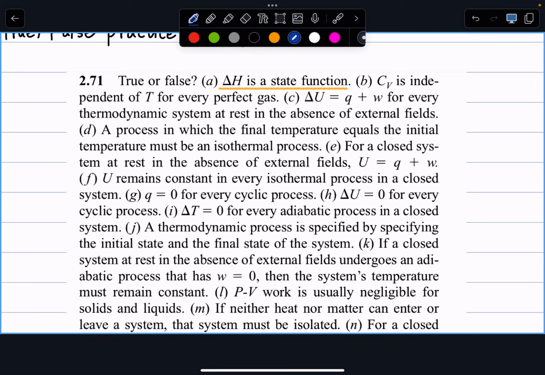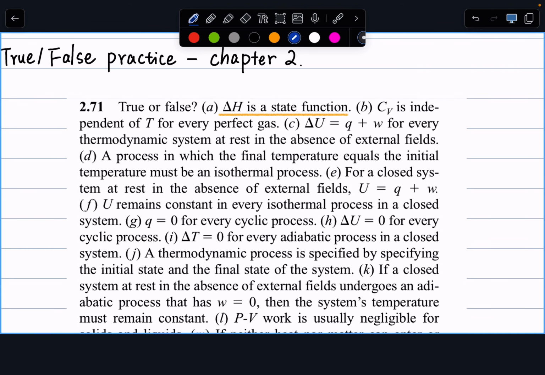Raise your hand if you think it's true. Raise your hand if you think it's false. Right, so it's about half and half. This is one of the tricky questions. When answering it, you want to write down what you know about the question. In this case, I'm going to give you two pieces of information. First of all, we know that delta H equals H final minus H initial, or H2 minus H1.